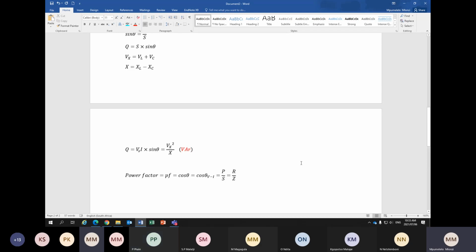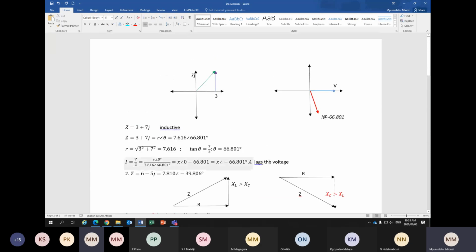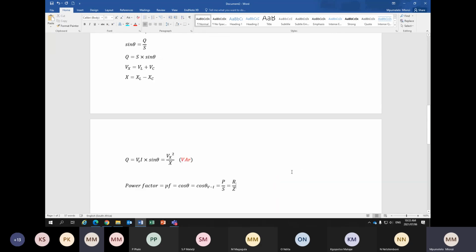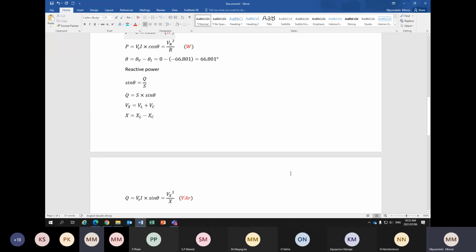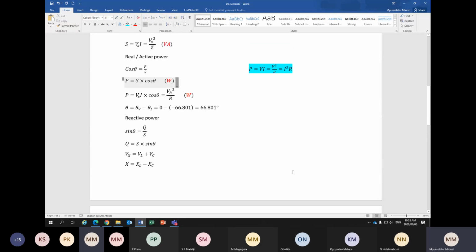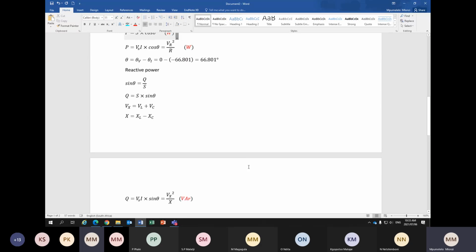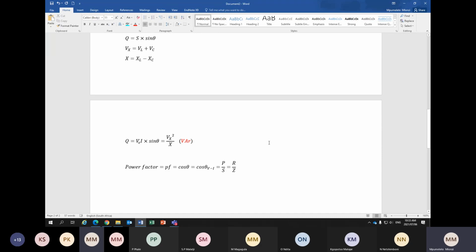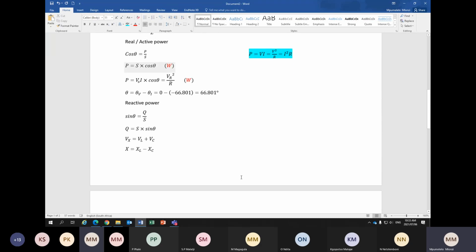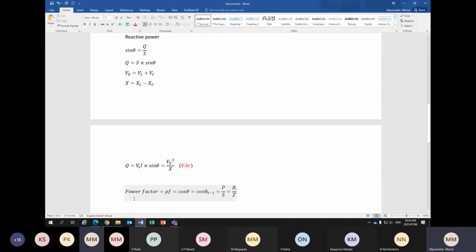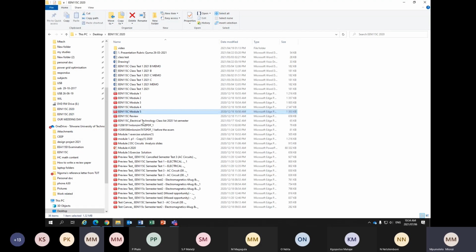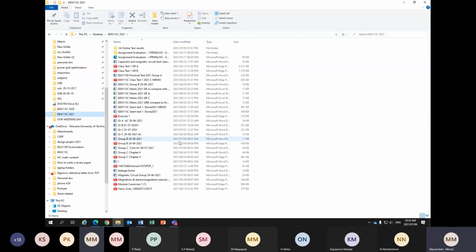Are there any other questions with regards to what we've just discussed in terms of calculating power, calculating the reactance, calculating the apparent power, the current, the power factor? Do I have any questions?